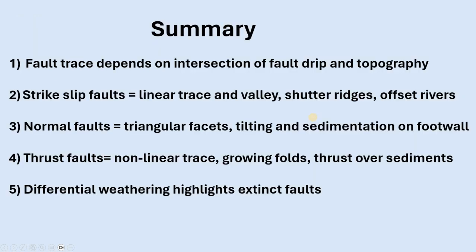So to summarize, the map view pattern of a fault trace depends on how the planar fault plane is intersecting with the topography. For strike-slip faults, that tends to be a linear intersection because the fault plane is almost always vertical. They're also characterized by longitudinal valleys, shutter ridges, and offset rivers. Normal faults tend to be characterized by those triangular facets, wine glass canyons. We also see tilting and sedimentation on the footwall.